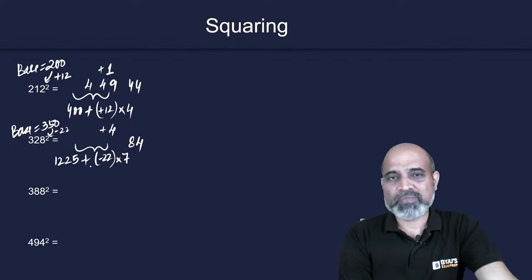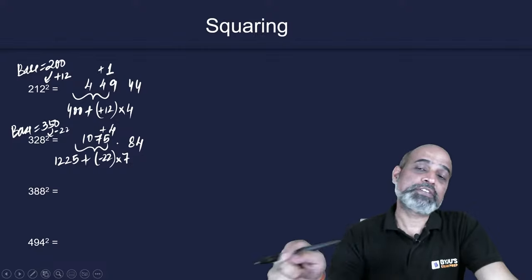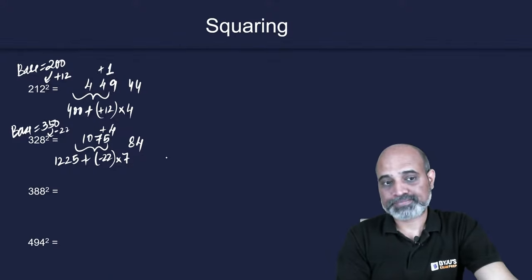So from 1225 we have to subtract 150. So this is going to give us 1075. So 107584 becomes our answer.